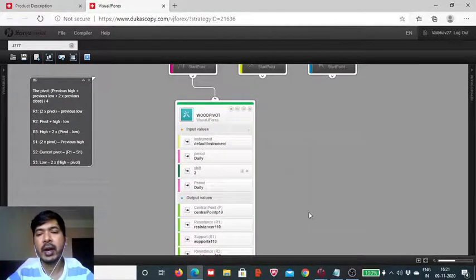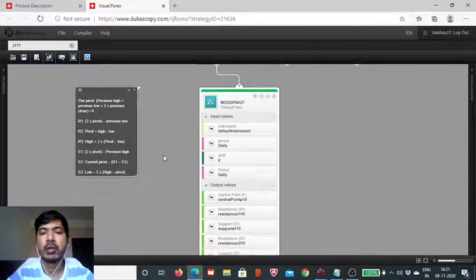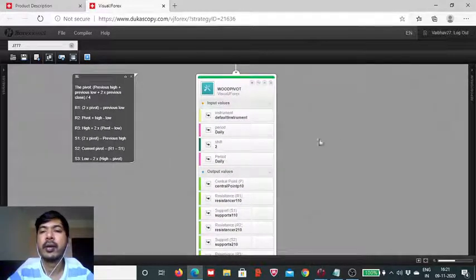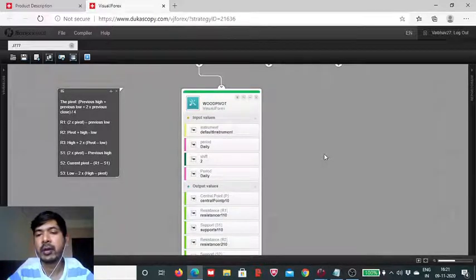So that's it from my side for today's session. I hope you have been able to see the use and the utility of this indicator block, and you will be giving it a try and try to design and develop the system and see how it performs using the historical tester.